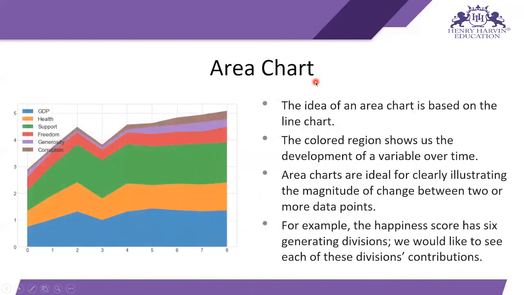Next comes the area chart. This is how the area chart looks like. The idea of an area chart is based on the line chart. The colored region shows us the development of a variable over time. So basically, as you can see, the colored region shows the development. The colored region here is less and here is greater, so we can say that there is a development.